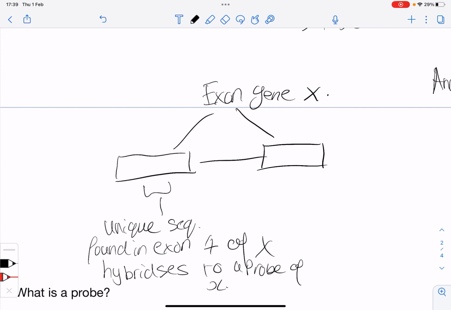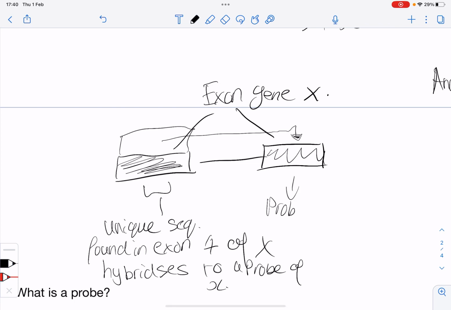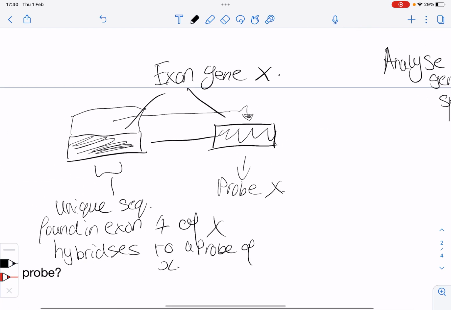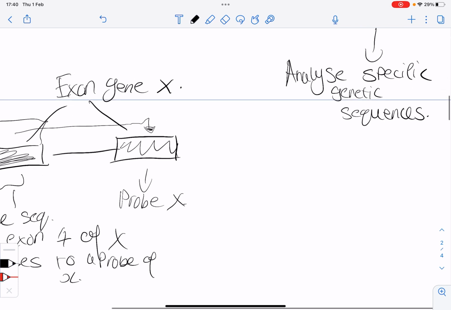So here we have a unique sequence of a random exon, and this is what we want to find. When we do the hybridization technique, this specific nucleic acid sequence is then copied to an identical copy here, and we call this probe X. So we can identify what we're looking at based on the original sequence. And this can be the same for something else.